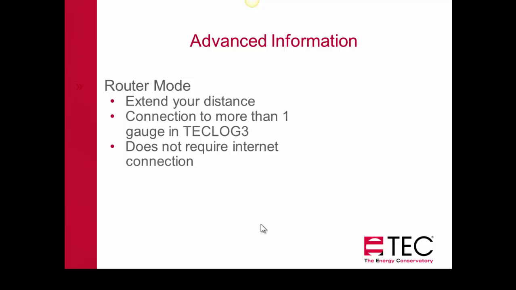Router mode is another mode, and we'll talk in a little more detail on how to set up router mode. But you can use that with a single gauge to extend your distance, because now your gauge only has to talk as far as that router. So you want to put it halfway between where you're going to be and where the computer is, and you can extend your distance that way.